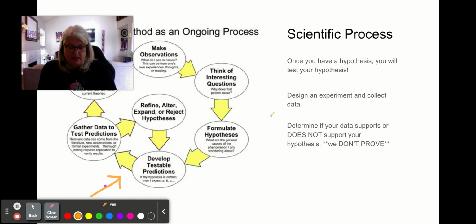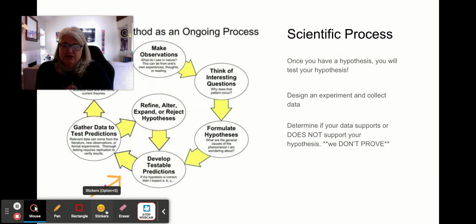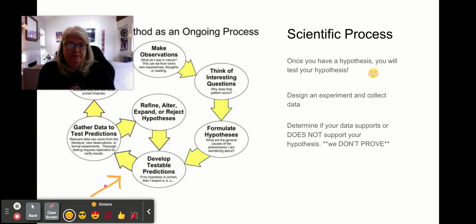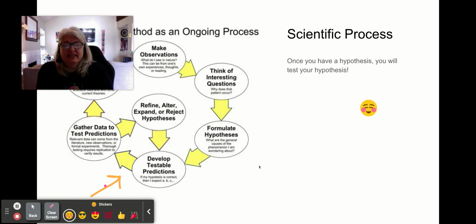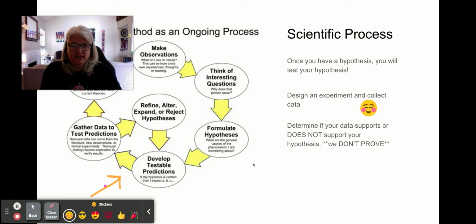So next I'm going to test my hypothesis. What you need to do is design an experiment and collect data. And we're going to be doing a lot of that. I think you guys will like it.